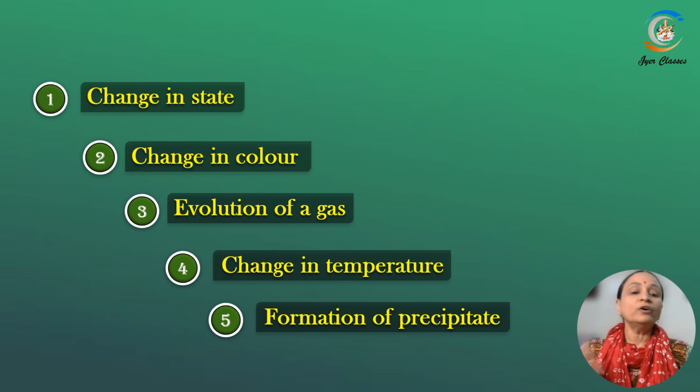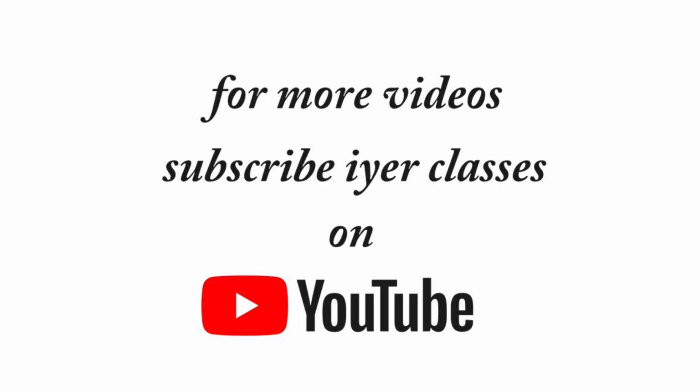So whenever a chemical change occurs, please repeat with me. There is a change in state, there is a change in color, there is evolution of gas, there is a change in the temperature, and there is a formation of the precipitate. Right? Okay.